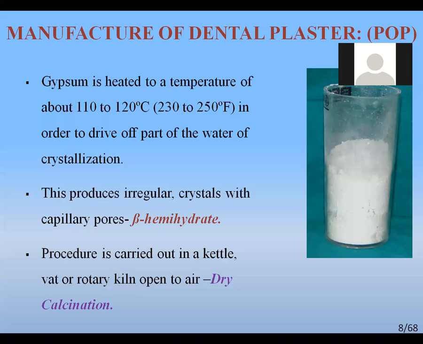Because we heat it in an open kettle, we get irregular size crystals. When we see this plaster under the microscope, it has an irregular shape. That's why it is known as beta hemihydrate. Dental plaster is beta hemihydrate, whereas dental stone is alpha hemihydrate.